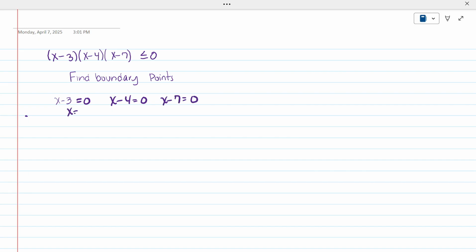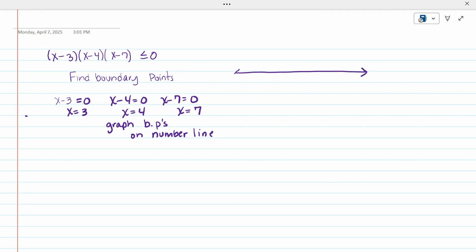Solving each one, I get these three values. So now what we need to do is graph the boundary points on a number line. So sketch a number line here. So here's 3, 4, and 7.